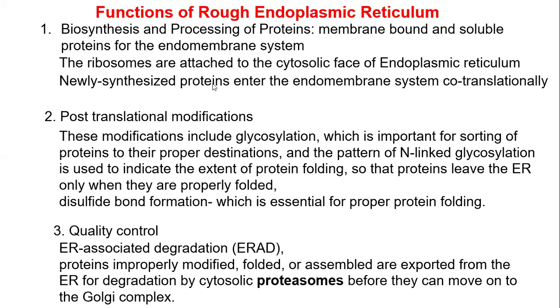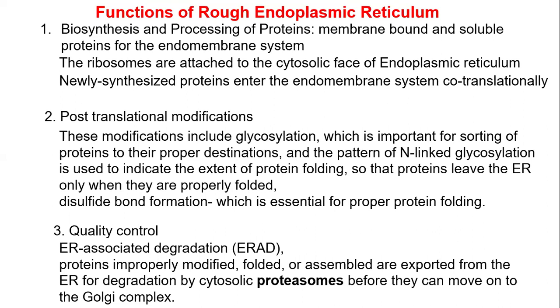Coming to the function of rough endoplasmic reticulum, they are basically involved in three main functions. Firstly, they are involved in biosynthesis and processing of proteins. So ribosomes are normally present in the cytosol. However, during protein synthesis, they will attach to the cytosolic phase of the endoplasmic reticulum, and the newly synthesized proteins will enter the endoplasmic reticulum membrane during the translation process.